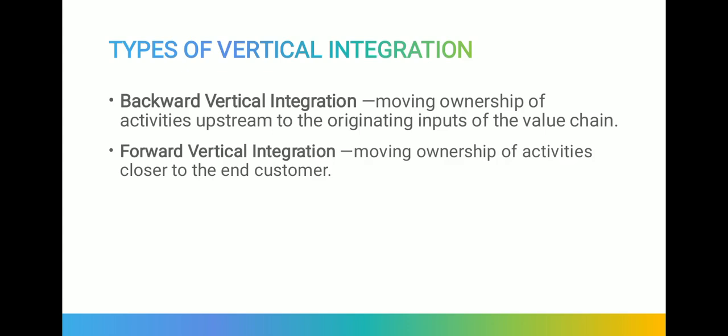In other words, backward integration is when a company buys another company that supplies the product or services needed for production. For example, Microsoft chose to have HTC of Taiwan manufacture the product's hardware when they launched a smartphone that uses Windows 8, Microsoft's latest operating system.